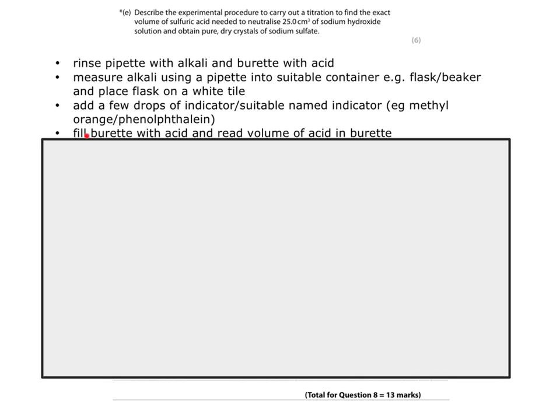Next, we fill the burette with acid and read the volume of acid in the burette. Now, most people make the assumption that you have to fill it up to exactly 0.00. This is not the case. It doesn't matter where you fill the burette up to, as long as it's mostly filled, and then you record it accurately to 2 decimal places.